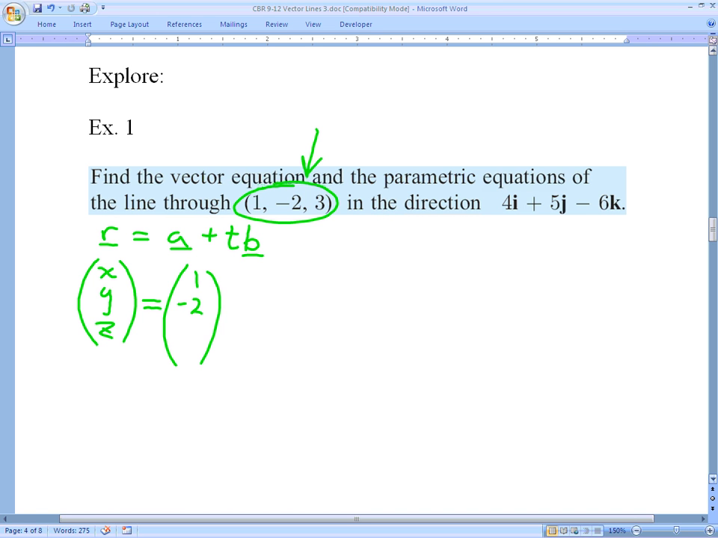1, negative 2, 3. And then we have our scalar of t. We could really use any variable, though that's the standard one. And then we're going to use this directional vector, which has an x component of positive 4, a y of positive 5, and a z of negative 6. And voila, I have written a vector equation.